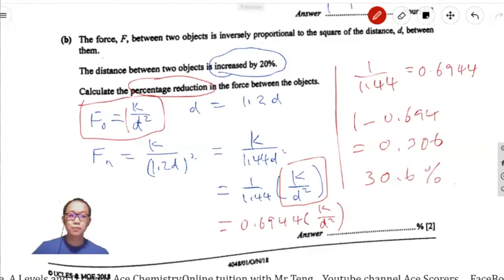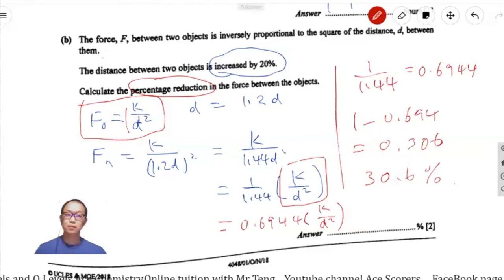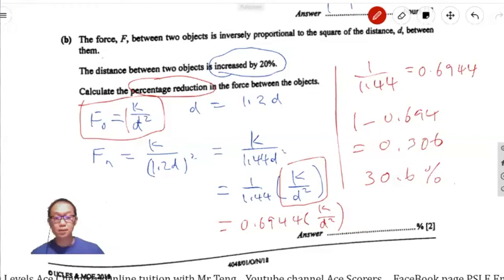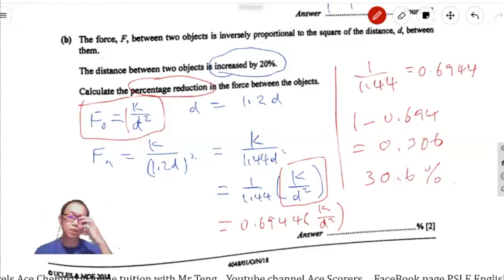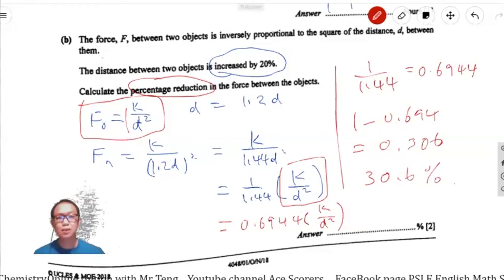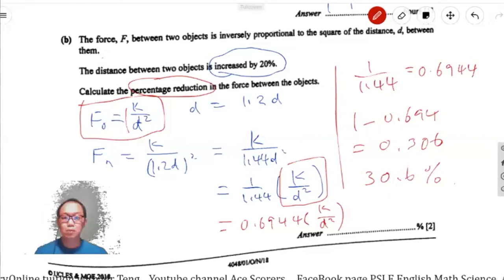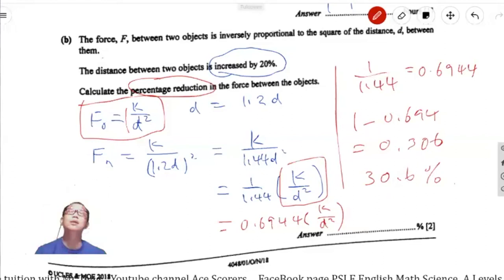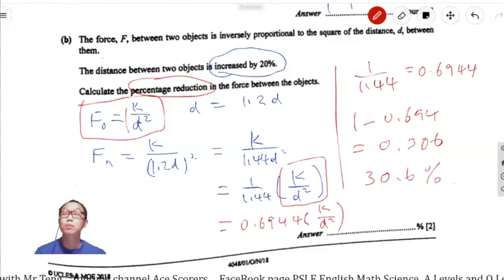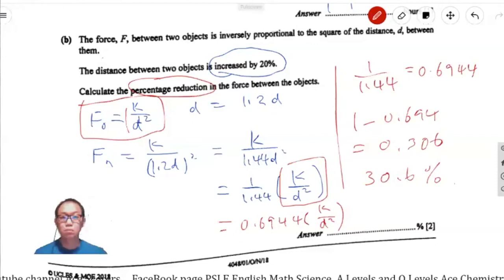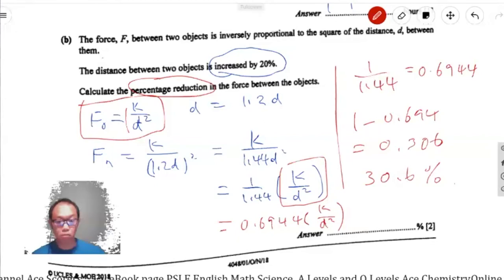You understand how it works? All right, so this is a typical question. I can almost guarantee you, prelim will have this. The O level exam I think should have this as well. I think we should know how to do this type, must know how to do, okay?